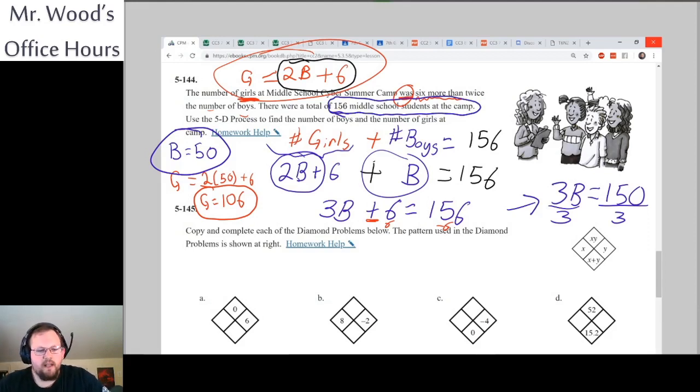So this is, again, ignoring the 5D process, because I have suggested in the past that if you are able to do this without the 5D process, then I would suggest doing that. That would be fine.